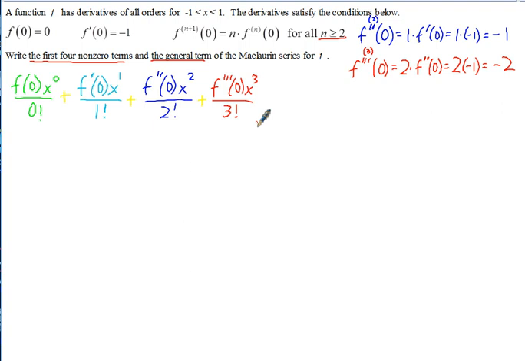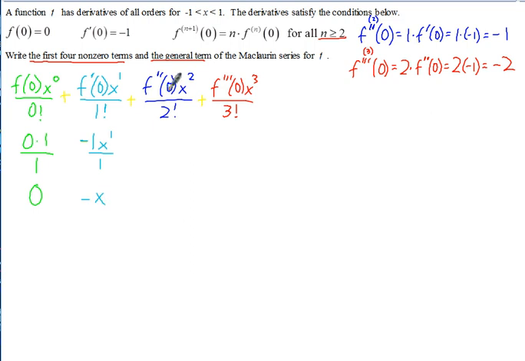All right, so let's simplify this. F of 0 we're given as 0. So this is 0 times x to the 0 is 1 over 0 factorial, which is 1. So 0 wipes that all out, so the first term here is 0. Well, we want the first 4 non-zero terms. This term is 0, so that's not going to count as one of our non-zero terms, is it? All right, let's look at the next one. F prime of 0 we're given as negative 1. So negative 1. X to the first over 1 factorial is 1. So our first non-zero term is actually negative x.